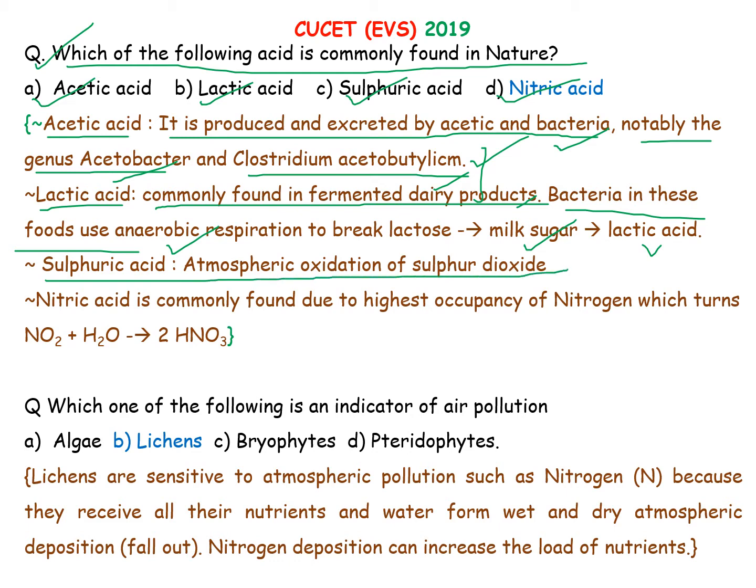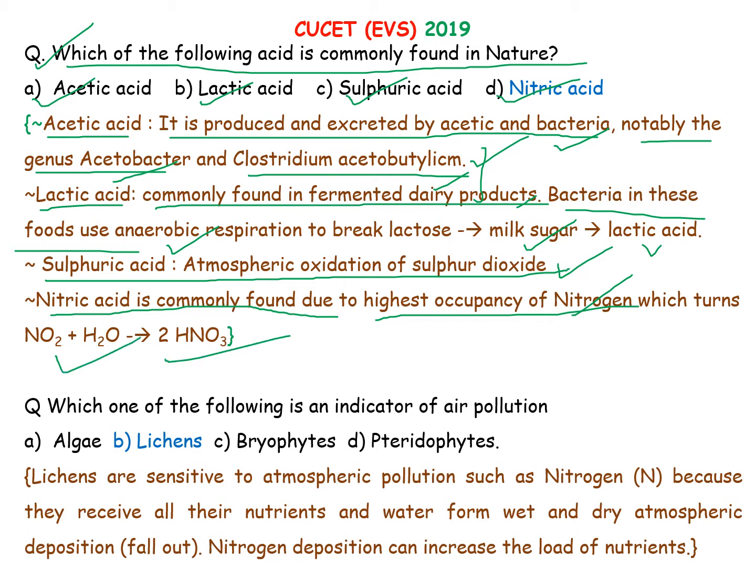While sulfuric acid is due to the atmospheric oxidation of sulfur dioxide. But nitric acid is commonly found because it has the highest occupancy, that is, nitrogen is about 78%. It is more than 70% in the atmosphere. That gives rise to NO2 plus H2O, giving rise to 2HNO3.